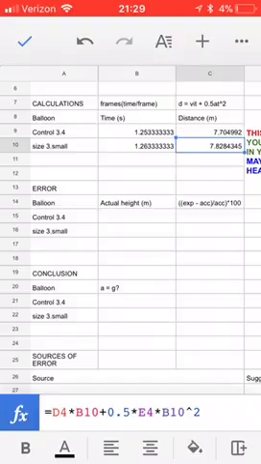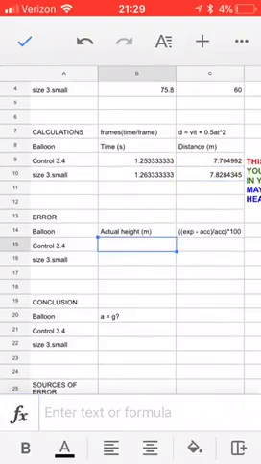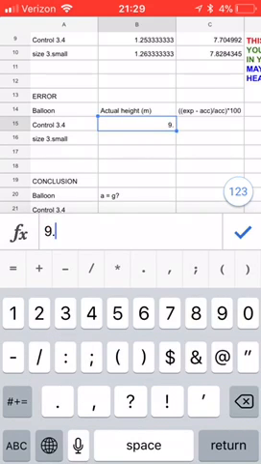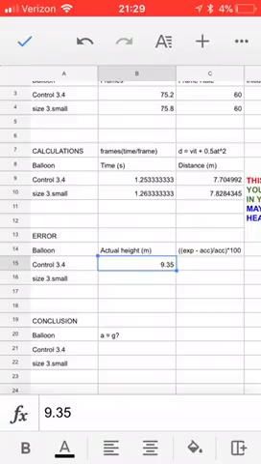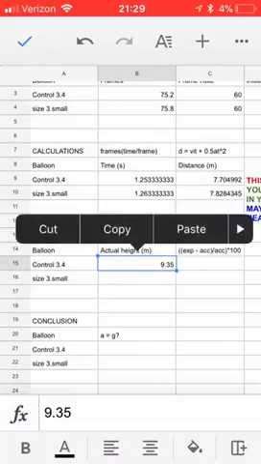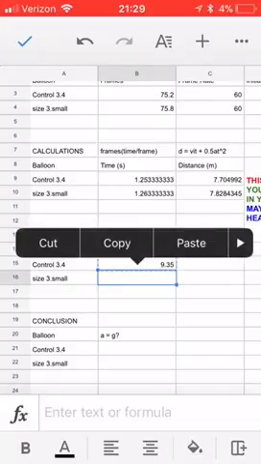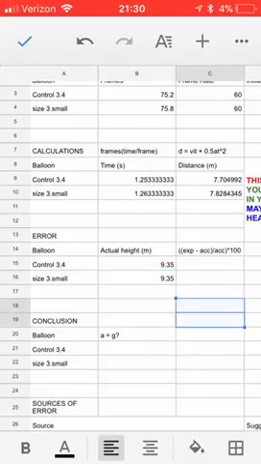Next calculation you can do is the error. Here, the actual height came out to approximately 9.35 meters. Mr. T was walking in and I was dangling the tape measure down, so hopefully we got it right. Somewhere around there. For both balloons, they fell about 9.35 meters. There's a number of pieces of error that go into that height, but it's roughly that vicinity.